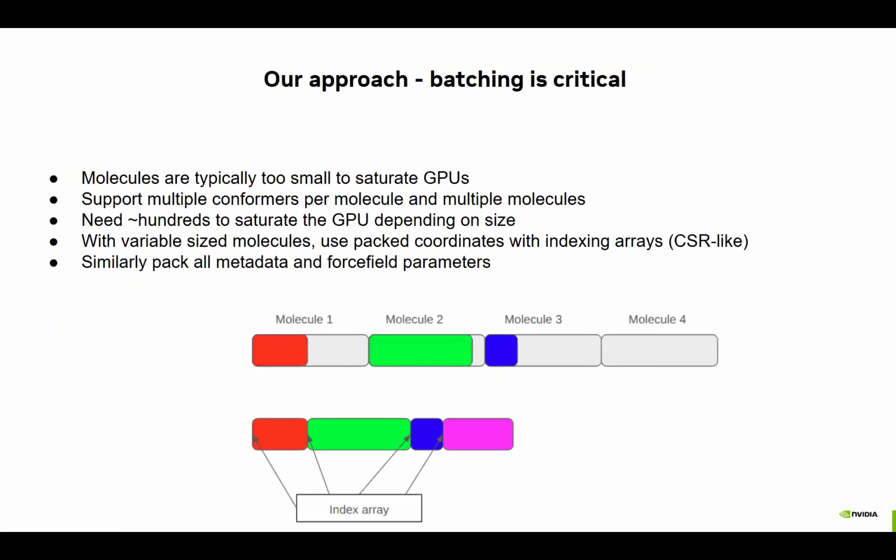For batches of molecules here, we use compressed arrays. So instead of taking the largest molecule and striding in your representation, we pack them back to back and have an index in to, so element 0 is here, element 1 is here. We do that for positions, we do that for metadata, we do that for force field parameters.